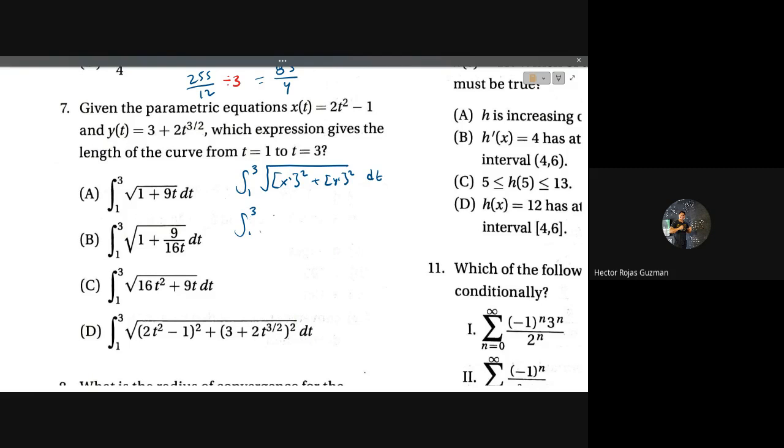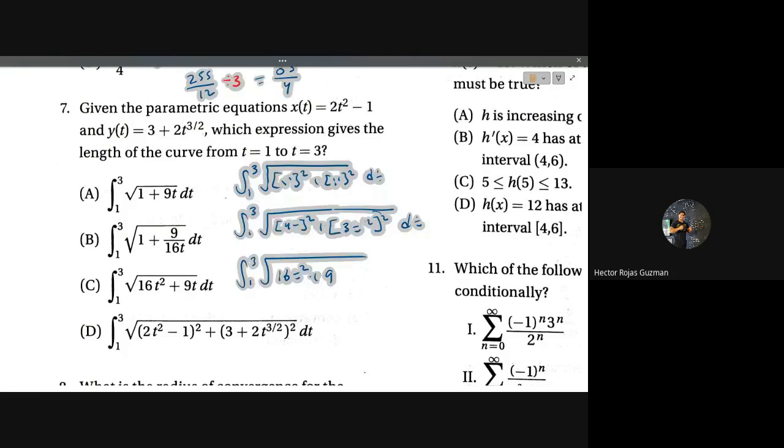X prime is 4t. And y prime, oh, they're trying to throw me off with that fraction right there. That's going to be 3t to the power of 1/2. And if I square, that's going to be 16t squared plus 9t. Multiply the powers. 1/2 times 2 is 1, so just 9t. Is that my answer already? Yes, it is.